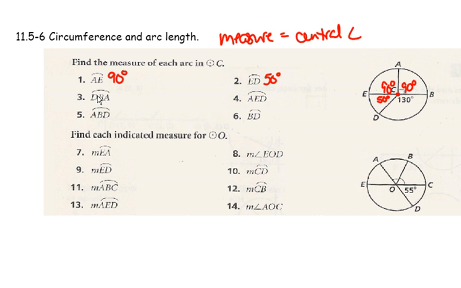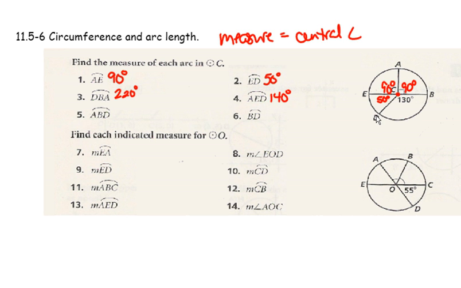All right, then we start talking about DBA. Well, DBA is this arc that begins at D, goes through B, and ends at A. And it's simply the sum of these two angles right here. So it's 130 and 90, which is 220 degrees. If I go to AED, it's the arc that starts at A, goes through E, ends at D. So it's 90 plus 50, which gets me 140.